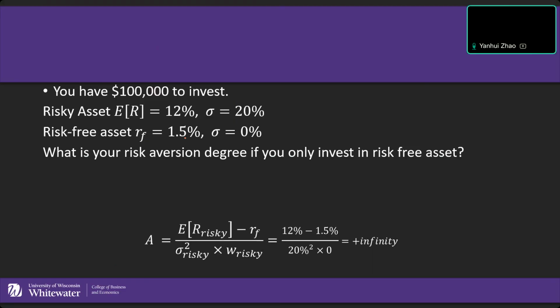I'm the person who has positive infinity degree of risk aversion now. I do not hold any stock. I just sell it at the beginning of the year and just hold the T-bills. Of course, my return is really, really low. You can think about it. Right now it's probably around 4%. Any other question?